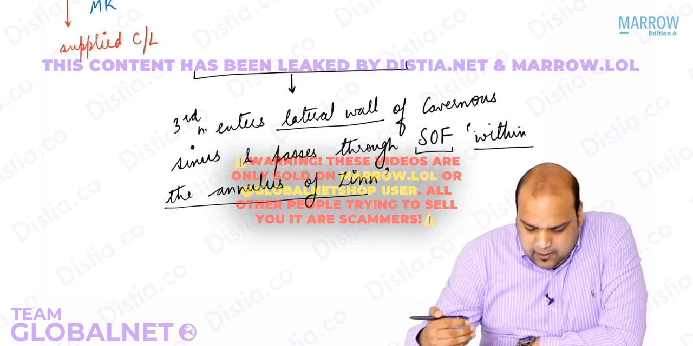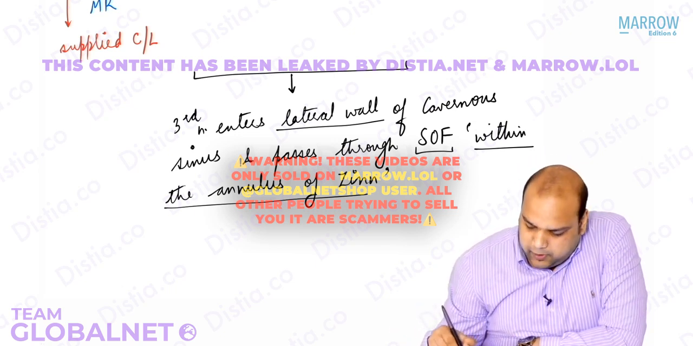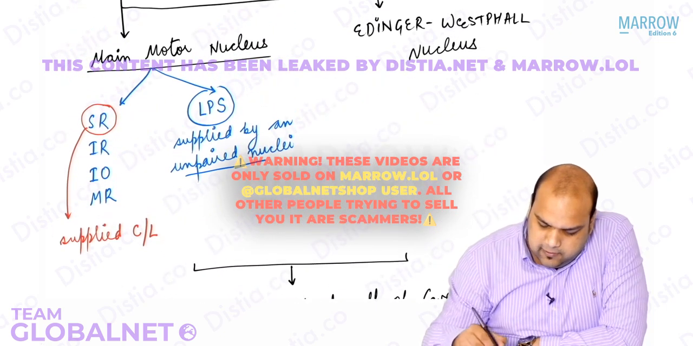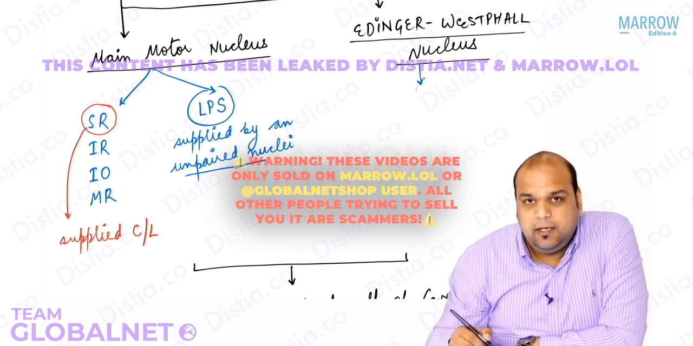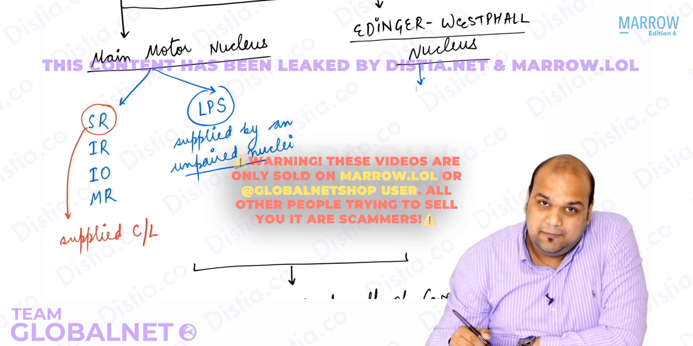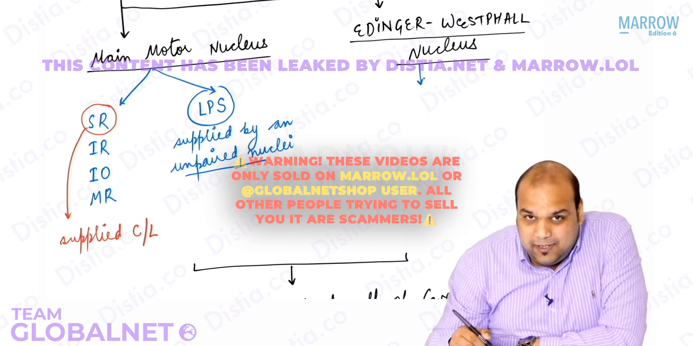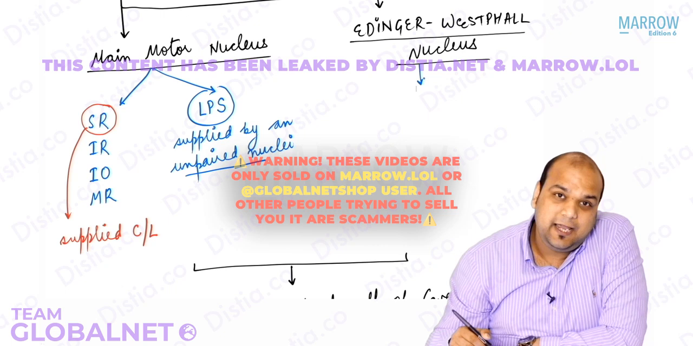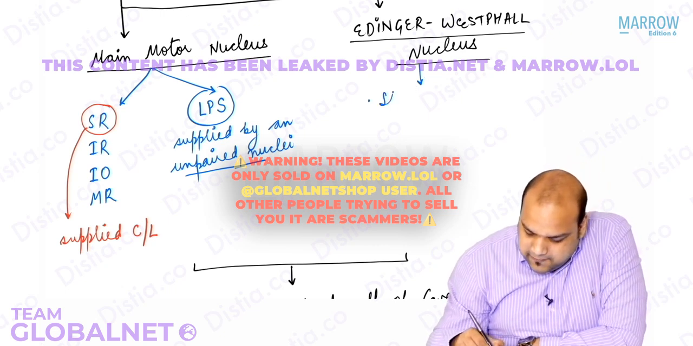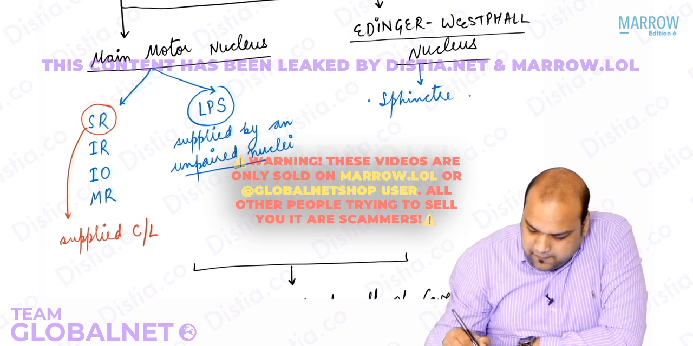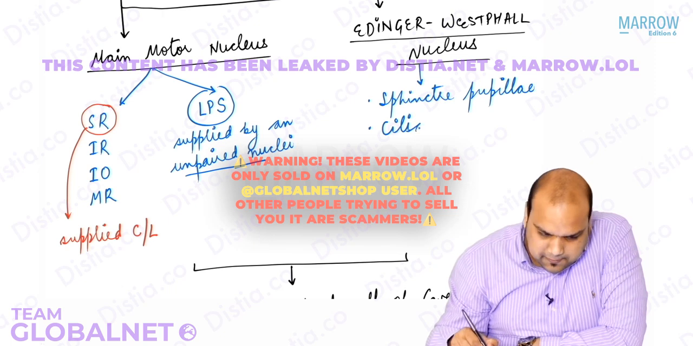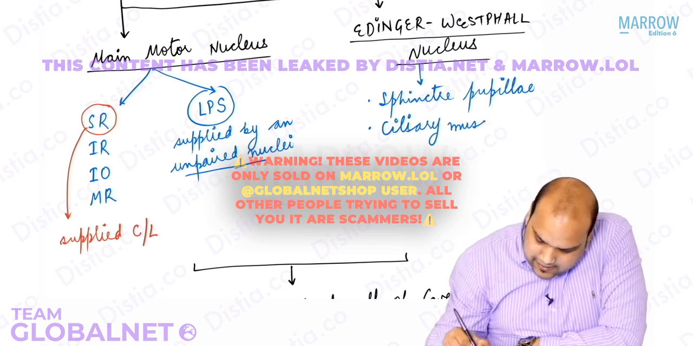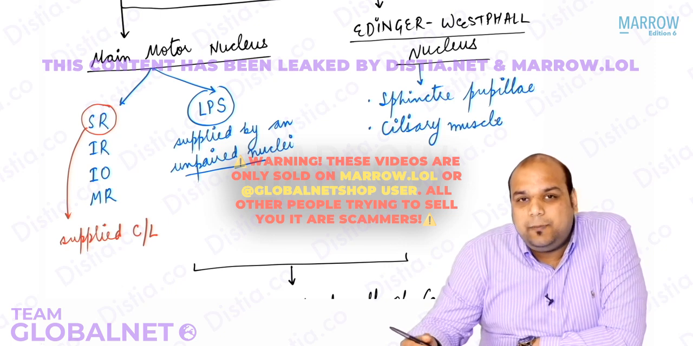Okay, guys? Now that we know the muscles supplied from the main motor nucleus, what are we left with? Edinger-Westphal nucleus. Which muscles does the Edinger-Westphal nucleus supply? Neuroophthalmology, pupillary reflex pathway: Edinger-Westphal nucleus, third nerve, ciliary ganglion, short ciliary nerve supplies the sphincter pupillae muscle, as well as the ciliary muscle. So the two intraocular muscles, everybody, the sphincter pupillae and the ciliary muscle, get supplied by the Edinger-Westphal nucleus.